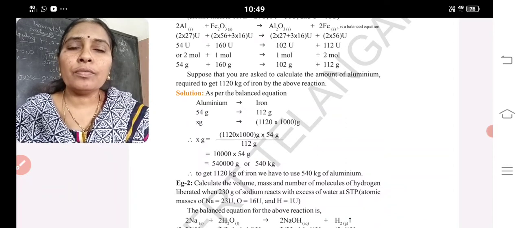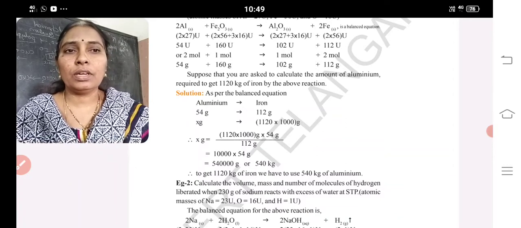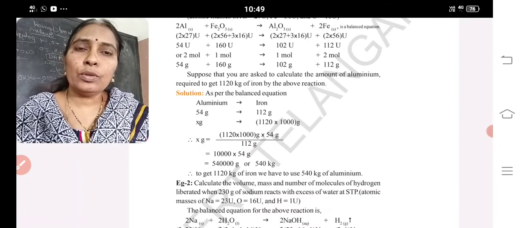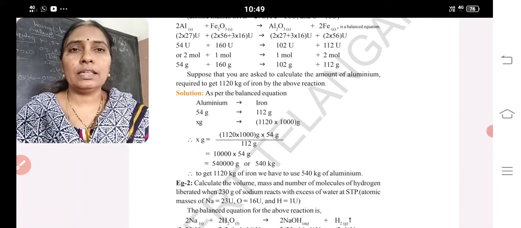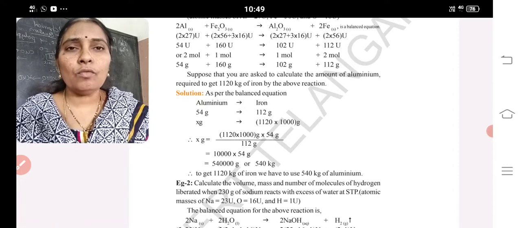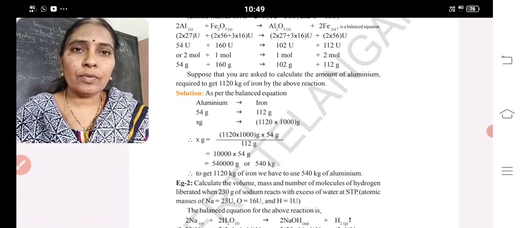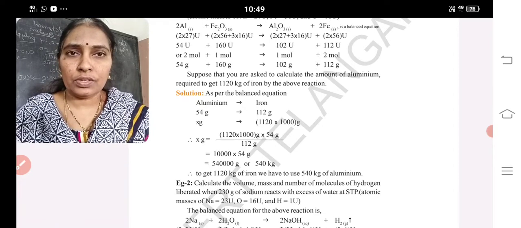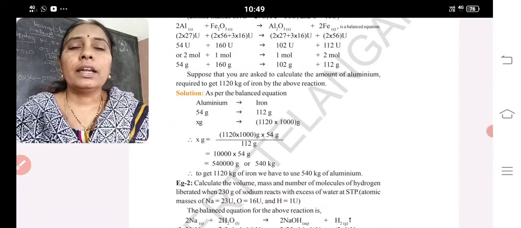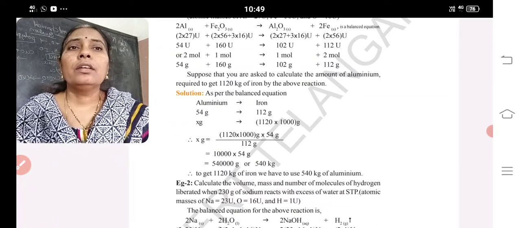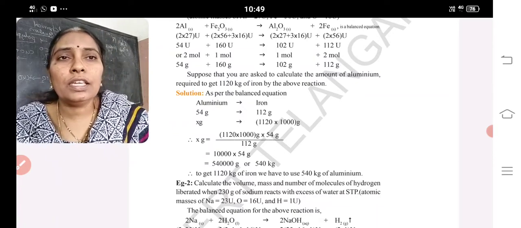6.023 into 10 to the power of minus 23. Remember this by using the Avogadro number and STP. Volume occupied by any gas is given as 22.4 liters. And most important, just check the equation above.